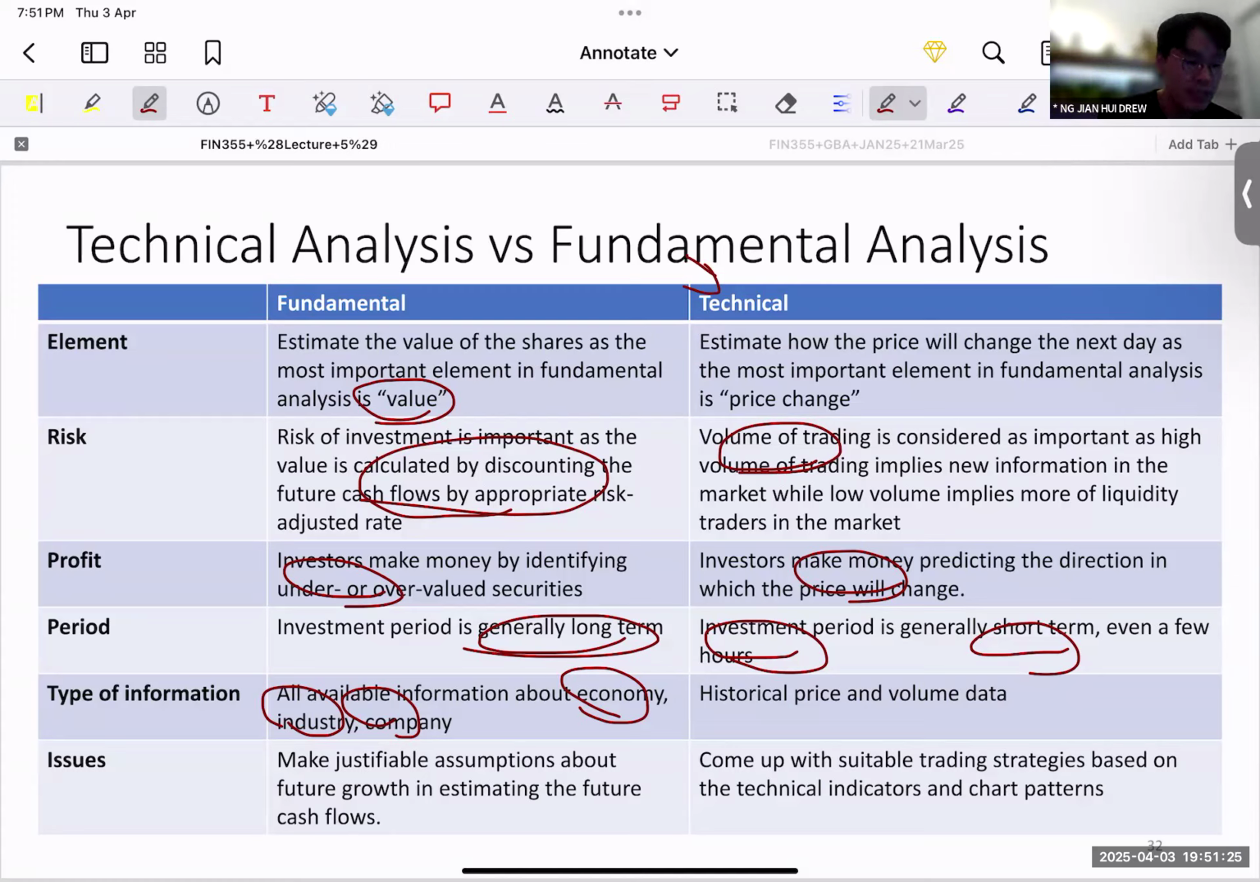Issues, of course: we need to make some justifiable assumptions. I'll put a star here. I want to talk about this later in the GBA. We need to consider assumptions and specify them in order to estimate your terminal value, your growth, etc. And for technical analysis, we just need to choose the right strategy to use, and what is the right strategy really depends on your experience of technical analysis.